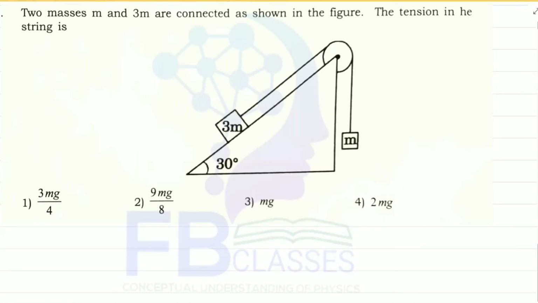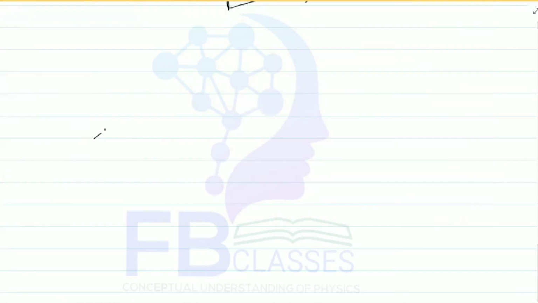My dear students, I'll read the question. The two masses m and 3m are connected as shown in the figure. The tension in the string is, the figure is given, the diagram is given. So four options are given. Now I'm going to draw the diagram and we are going to find out the tension.